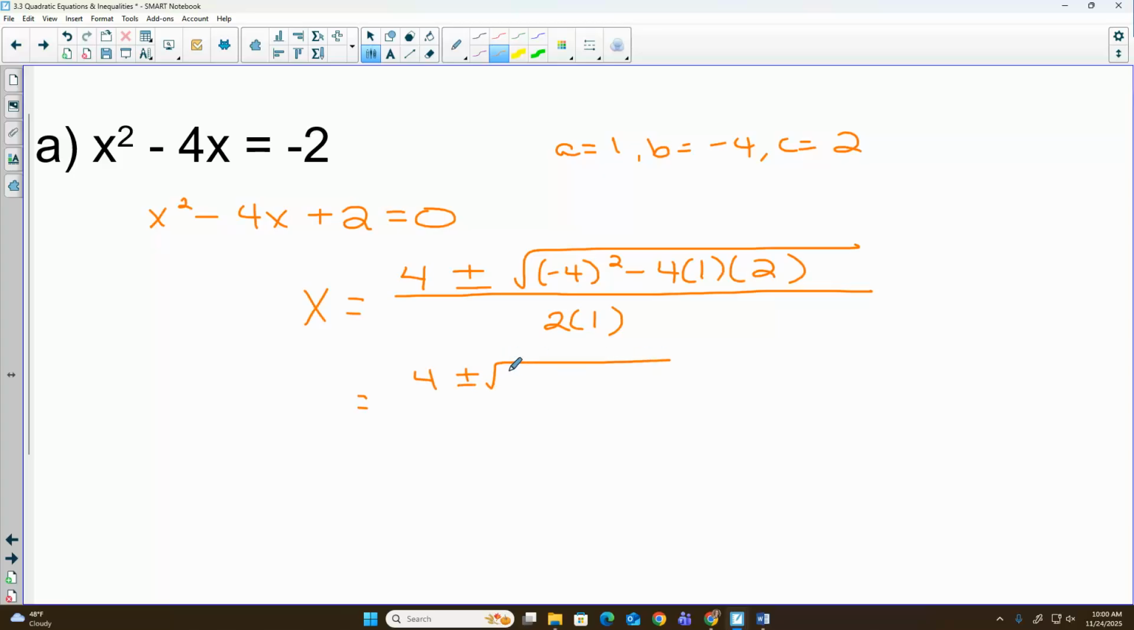So -4 squared is 16. 4 times 1 times 2 is 8. So I get 4 plus and minus the square root of 8 over 2. What do we need to do now?